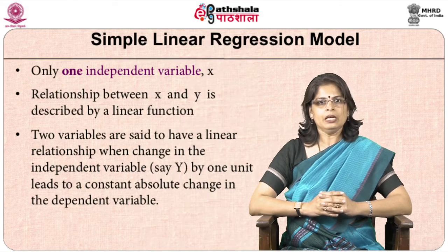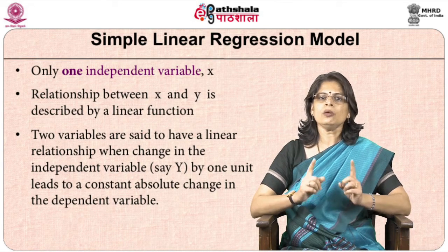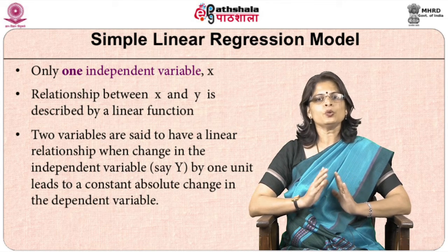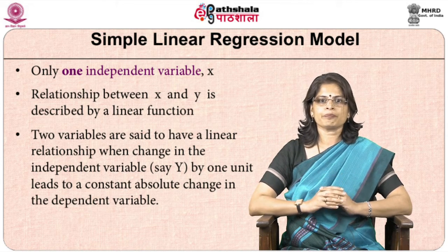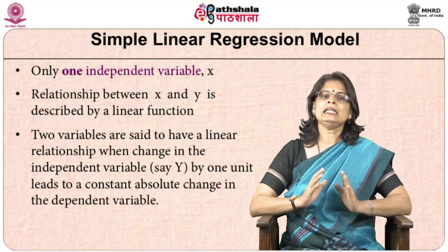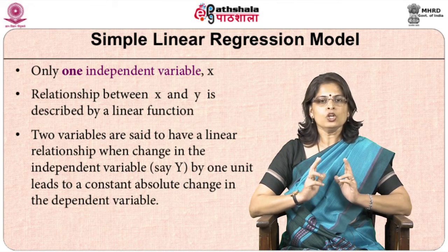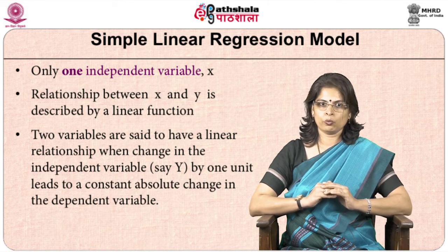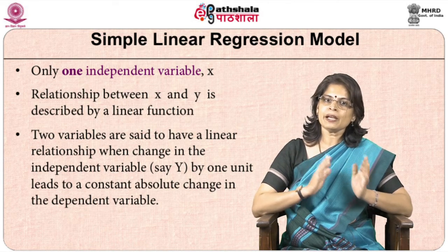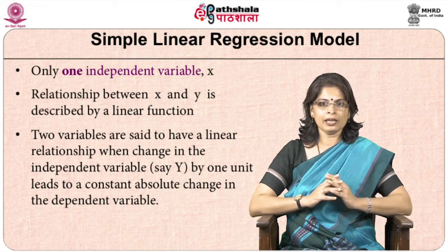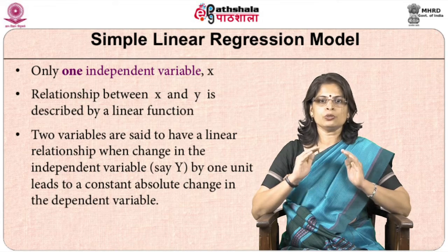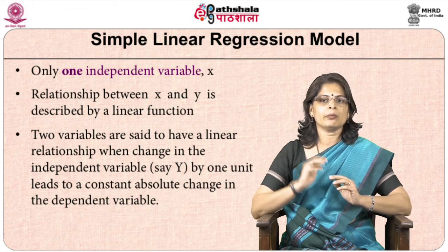What is a simple linear regression model? This is a model in which there is only one independent variable. The relationship between two variables x and y is described by a linear function. Two variables are said to have a linear relationship when a change in the independent variable, say y, by 1 unit leads to a constant absolute change in the dependent variable, say x.